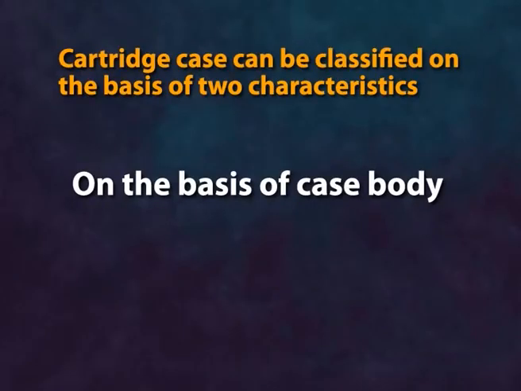Cartridge case can be classified on the basis of two characteristics. First one is on the basis of case body. On the basis of case body of the cartridge case, it is classified as straight body cartridge case, tapered body cartridge case and bottleneck cartridge case. Let us discuss them one by one.